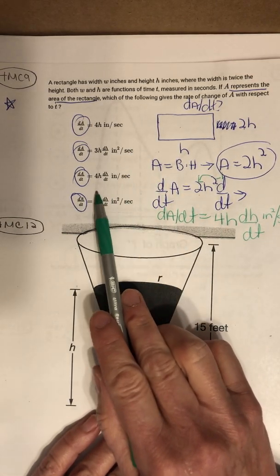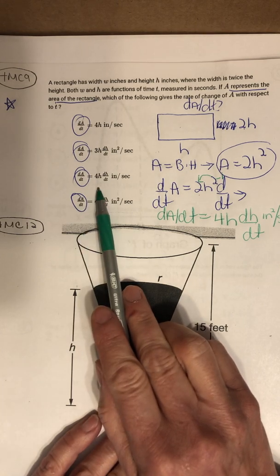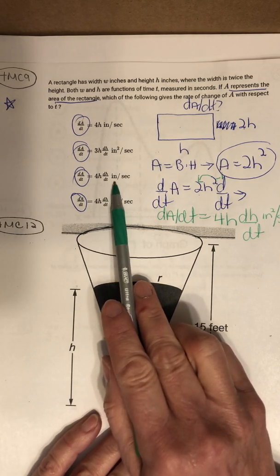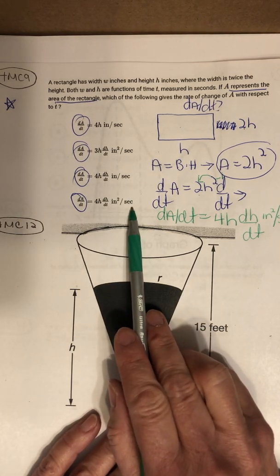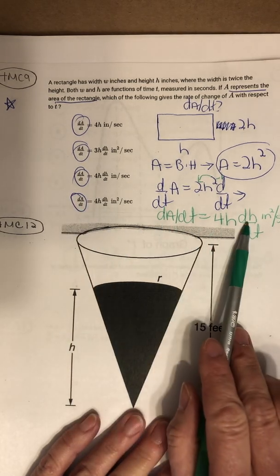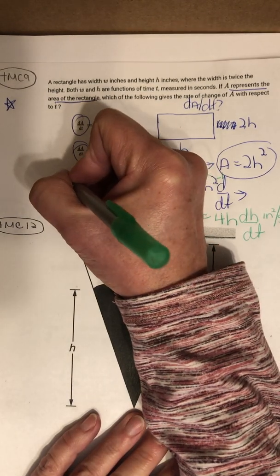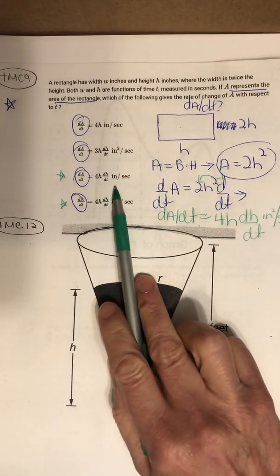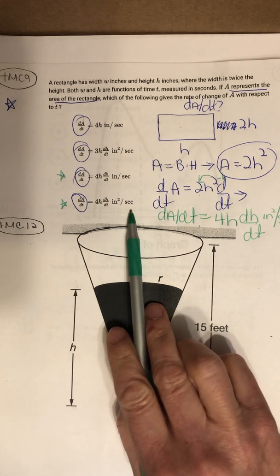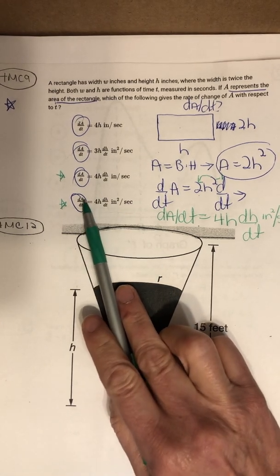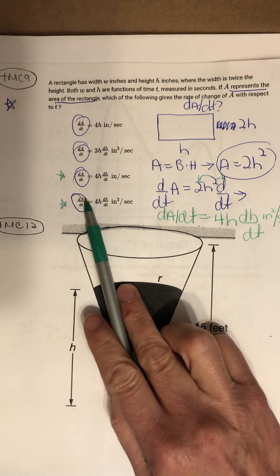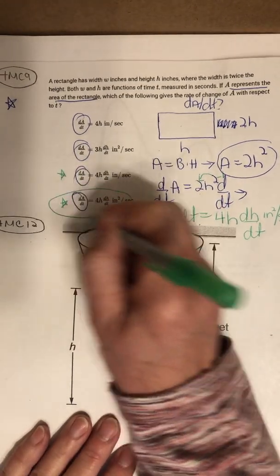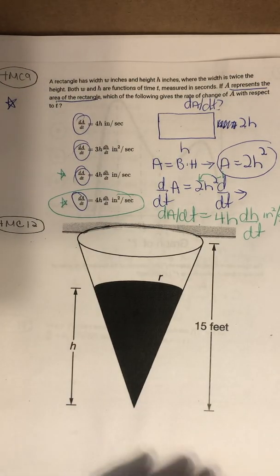So is it 4h dh/dt? Oh, I see, up here they forgot their dh/dt. But it's not inches per second, it's inches squared per second. So this is what we wrote, right? So this would either be the answer here or here. And when you compare, this one is inches per second, and this was inches squared per second. Well, we said it's an area, right? That's an area in the numerator and a time in the denominator, so that's what I have to show in my units, and that's why the answer is the last one.